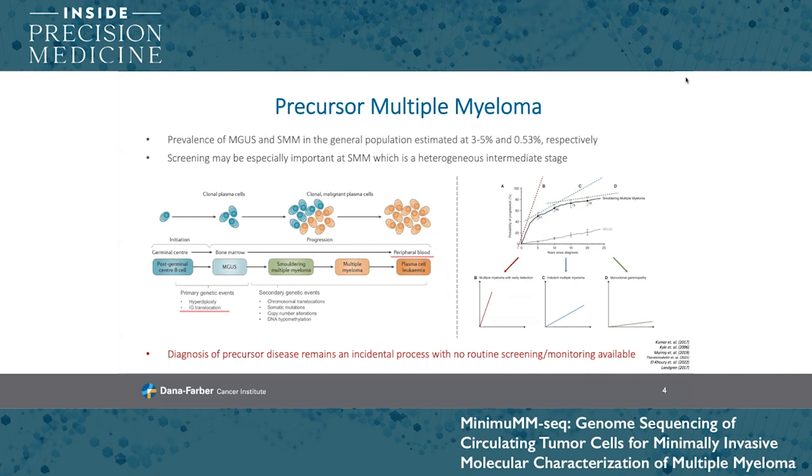An intermediate stage where patients are more indolent. And finally, a group of patients which are more MGUS-like and don't progress for many years. A key factor here is that the diagnosis of these precursor disease stages still remains an incidental process from routine blood tests where elevated paraprotein is found, as there's no specific routine screening or monitoring tests available.